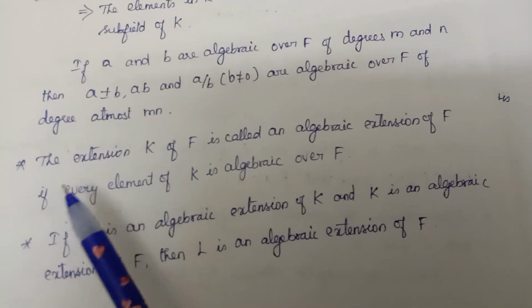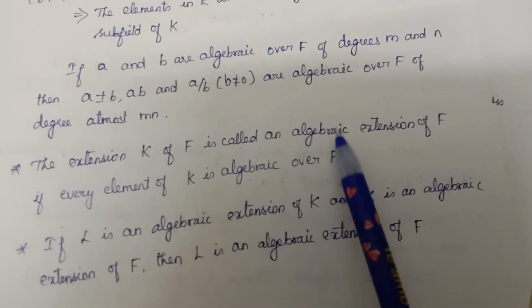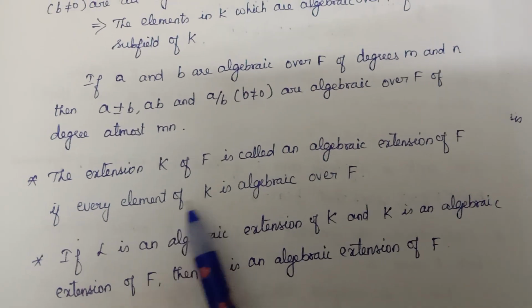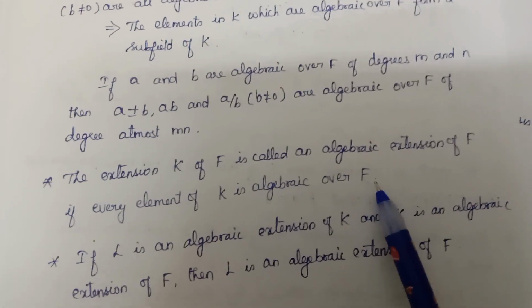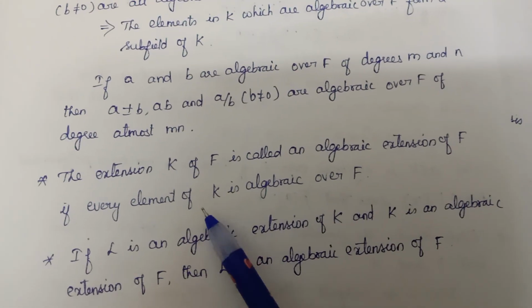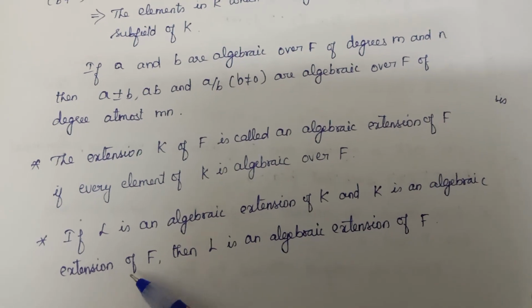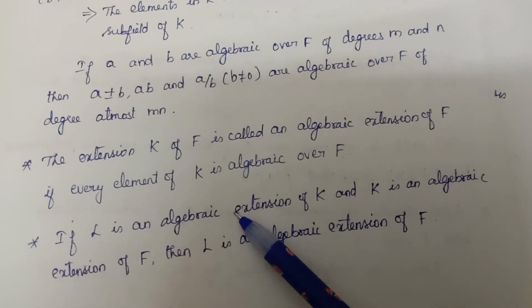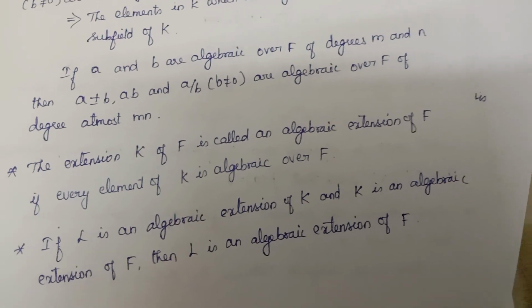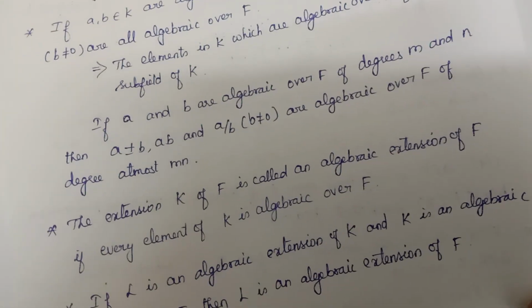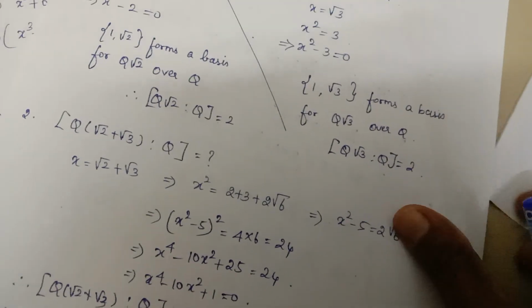Right? Next one, the extension K of F is called an algebraic extension if every element of K is algebraic over F. That is, every element satisfies a polynomial over F, then the extension is said to be an algebraic extension. If L is an algebraic extension of K and K is an algebraic extension of F, then obviously L will become an algebraic extension of F. Okay, next let's see some problems.